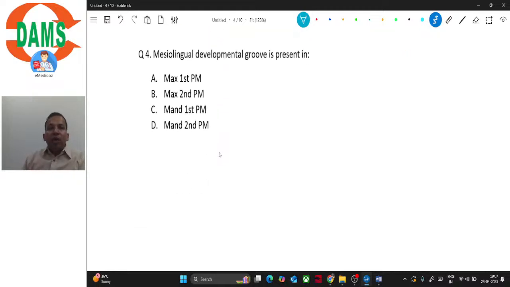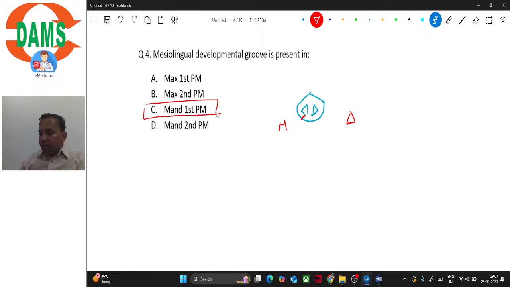So the next question is, mesiolingual developmental groove is present in. This is from dental anatomy, and the mesiolingual groove is seen in the mandibular first premolar, isn't it? This is the mandibular first premolar occlusal view, and you can see that on the mesial side, on the mesial marginal ridge, towards the lingual side, a groove crosses over. This is known as the mesiolingual developmental groove, and it is seen in the mandibular first premolar. Is it clear? Is there anything that you would like to ask?